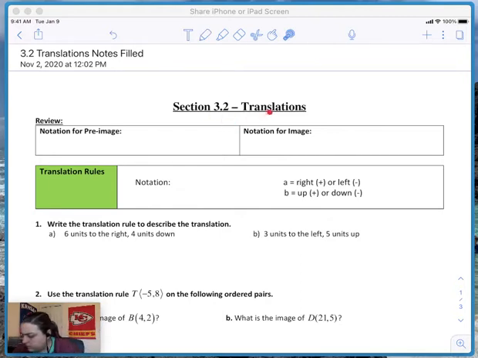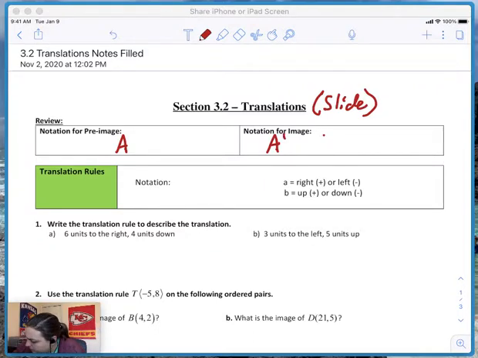Section 3.2 today is the first type of transformation that you guys are going to talk about. They're called translations, which remember from 3.1 notes, we also call the slide. So remember, notation for pre-image is A, and then notation for image is A prime. And remember, we say this as A prime. So that's what this line means right here, prime.